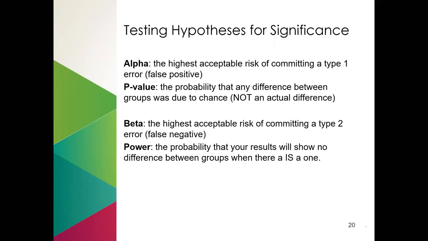The beta is how willing you are to accept a false negative, so missing a real difference between the groups. Standard is like 10 to 20%.